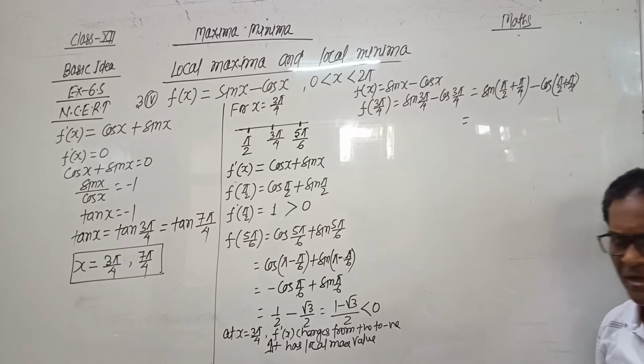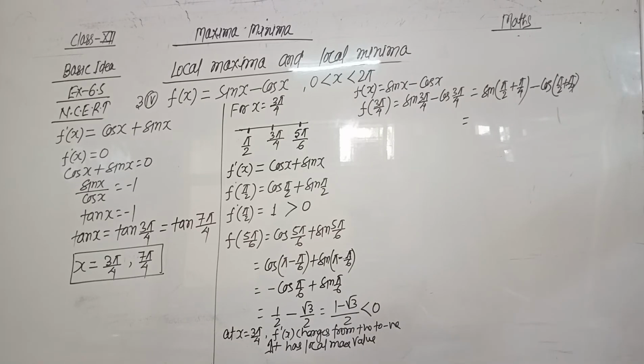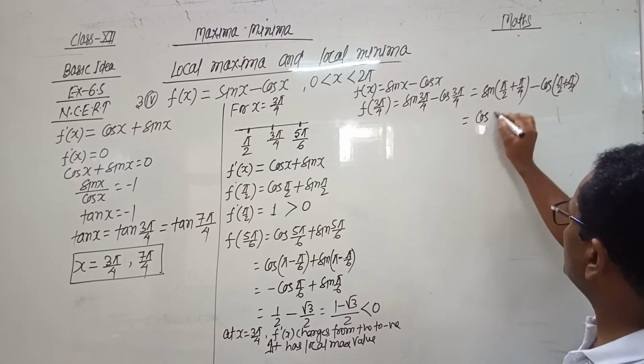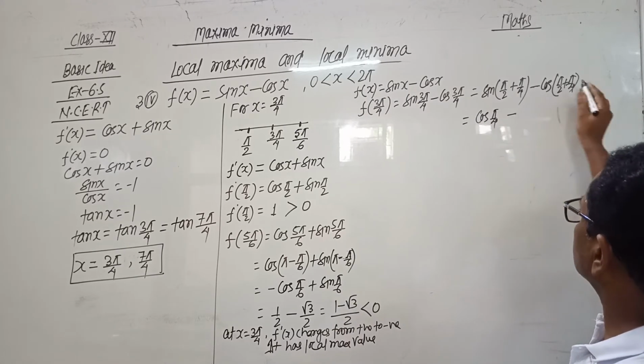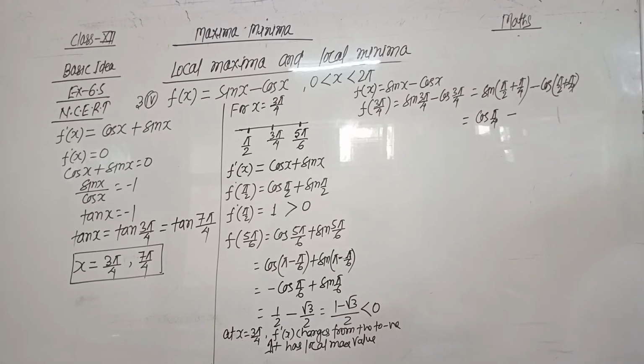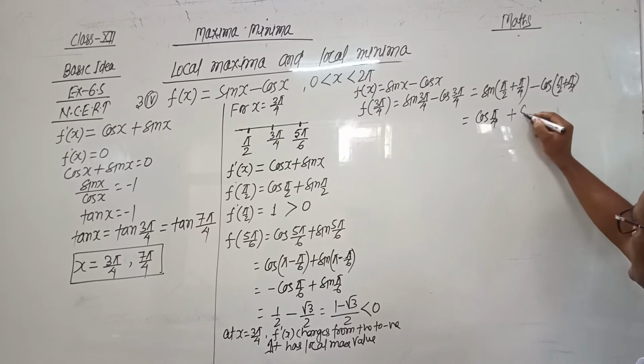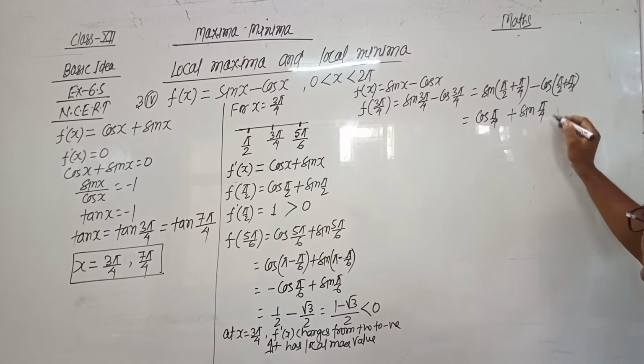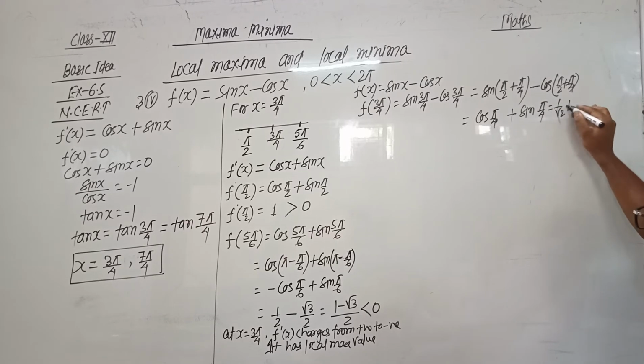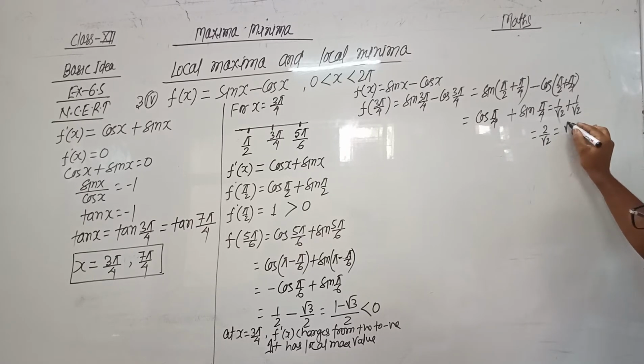Sin 90 plus theta lies in the second quadrant, and in the second quadrant sin is positive. It becomes cos pi by 4 minus cos 90 plus theta. Cos 90 plus theta in the second quadrant, the value of cos is negative, so it becomes minus minus plus sin pi by 4. Cos pi by 4 is 1 by root 2, sin pi by 4 is 1 by root 2, so we get 2 by root 2, which means root 2.